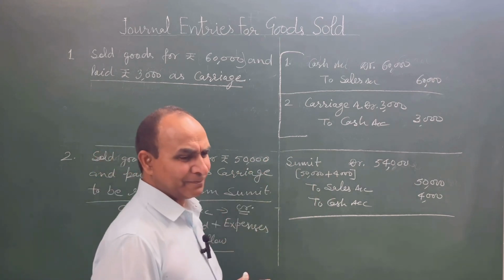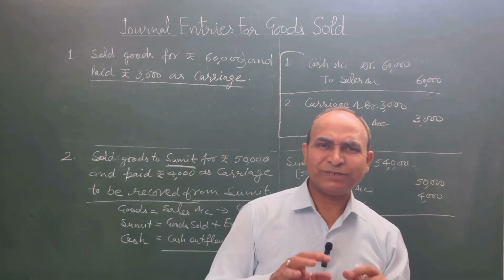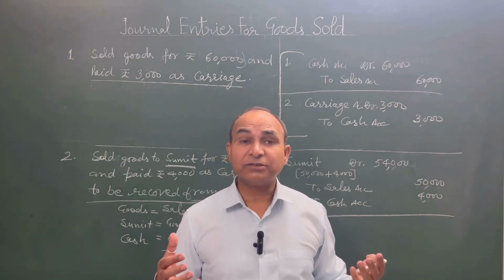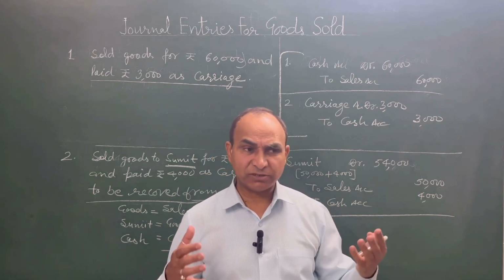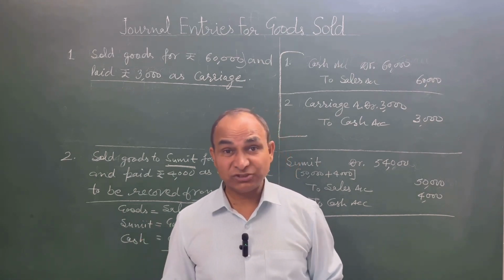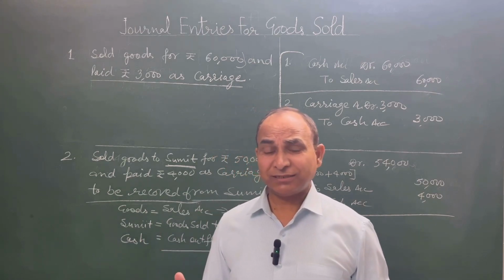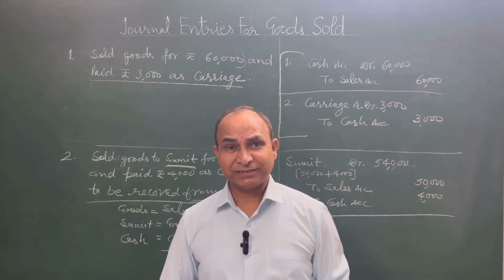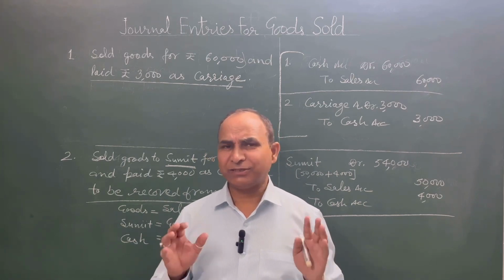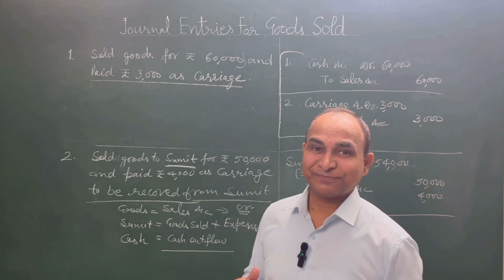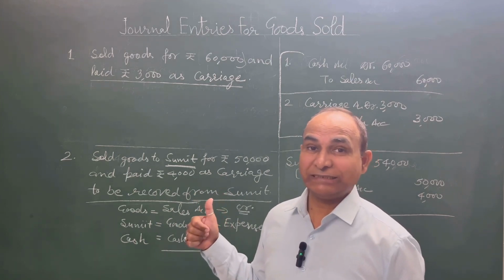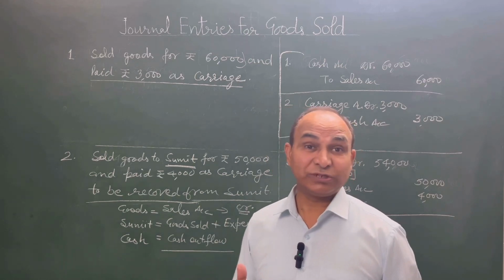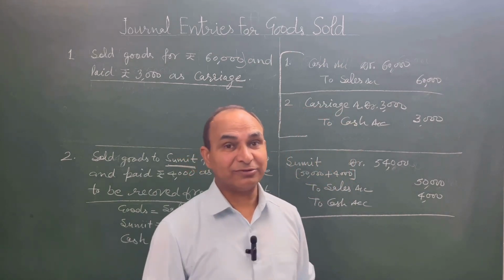So students, journal entries are very easy to do if you firstly understand the rules of debit and credit as per the modern approach as well as the traditional approach. You visit my channel again and watch the videos regarding the rules of debit and credit, then you will be able to easily understand this. So I think the concept is clear. You are able to understand the transactions of goods sold along with the expenses incurred thereon.